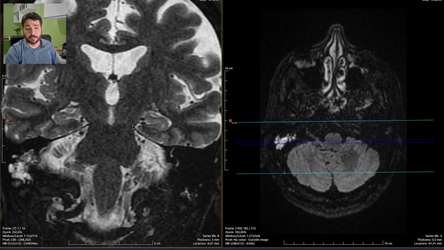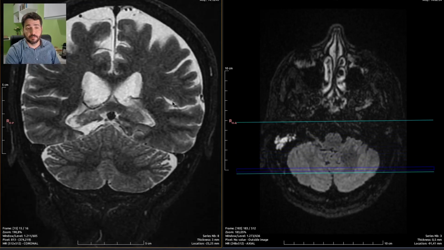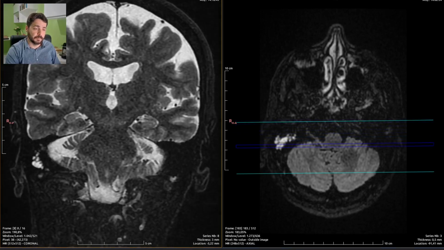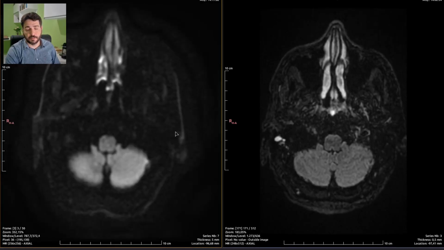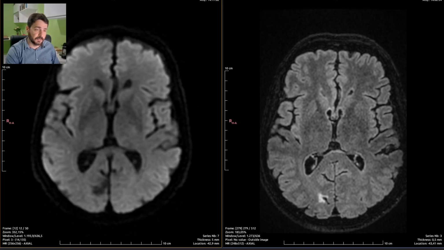Hippocampus and amygdalas are fine. Temporal lobes look symmetrical. This is a very old patient with perfect hippocampi, so it's awesome. Unfortunately, he has a stroke scar on the right. So this is a diffusion weighted sequence that should have its very peculiar ADC map sequence somewhere here.